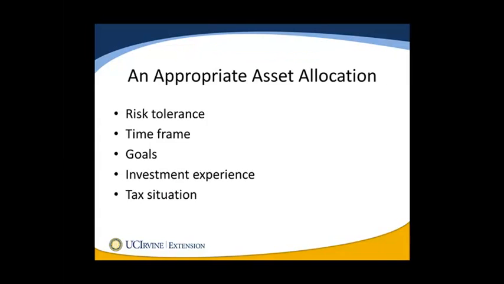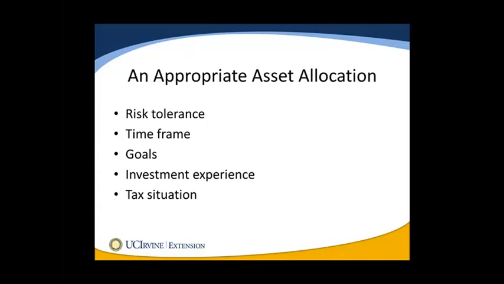So what goes into getting the right distribution of your assets? How do you properly allocate your assets? Well, we have to look at your ability to assume risk. This is called your risk tolerance. We look at your time frame or investment horizon, your goals, your investment experience, and even potentially your tax situation.